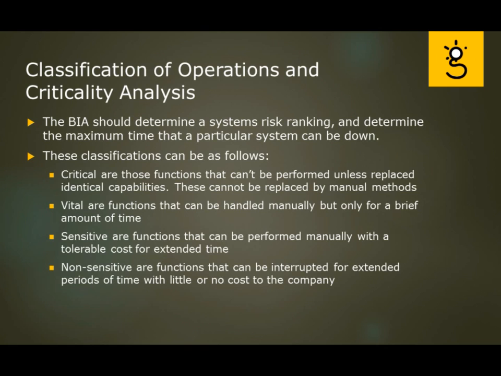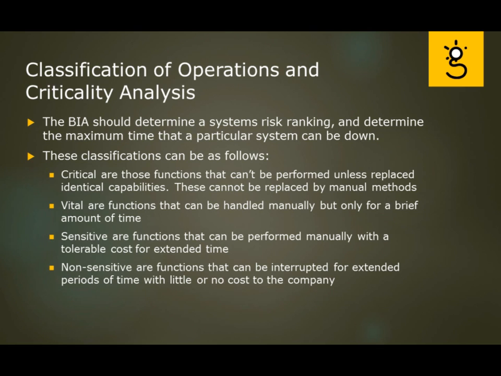The BIA should determine a system's risk ranking and determine the maximum time that a particular system can be down. Now, I talked about the ranking before. The classifications of those ranks are as follows. If I rank something as critical, that's a function that can't be performed unless it's replaced by identical capabilities. This is something I cannot replace by manual methods.